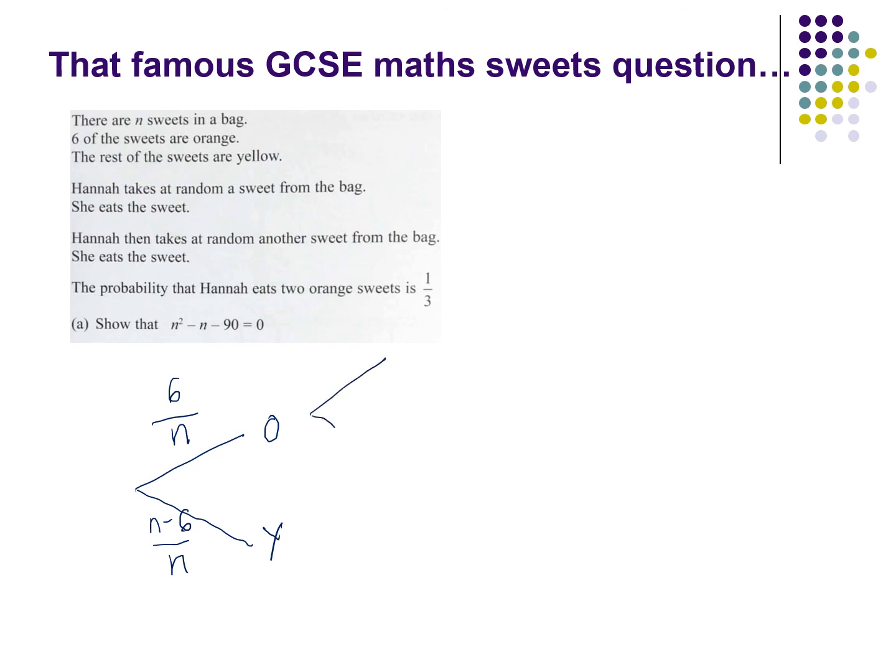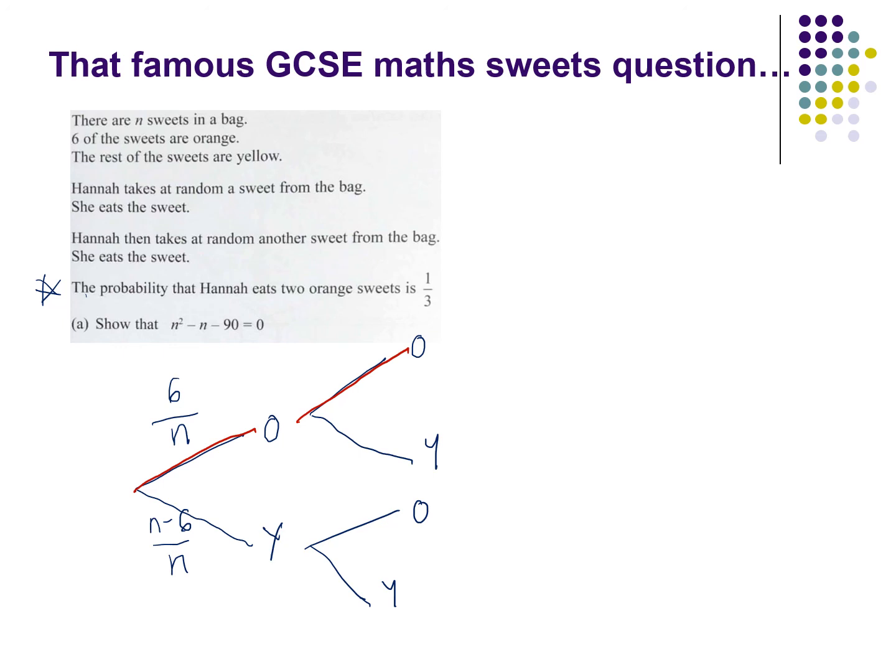Okay, let's go and do our next branches then, because she's eaten a sweet from the bag and then eaten another one. Okay, so our branches again are going to look like this, aren't they? Orange and yellow. Now, before I try and fill them all in, let's see what the question is interested in. The probability that she eats 2 orange sweets is 1/3. So the branches we are looking at is orange, orange. So actually, I don't really need to fill in the rest of the tree diagram.